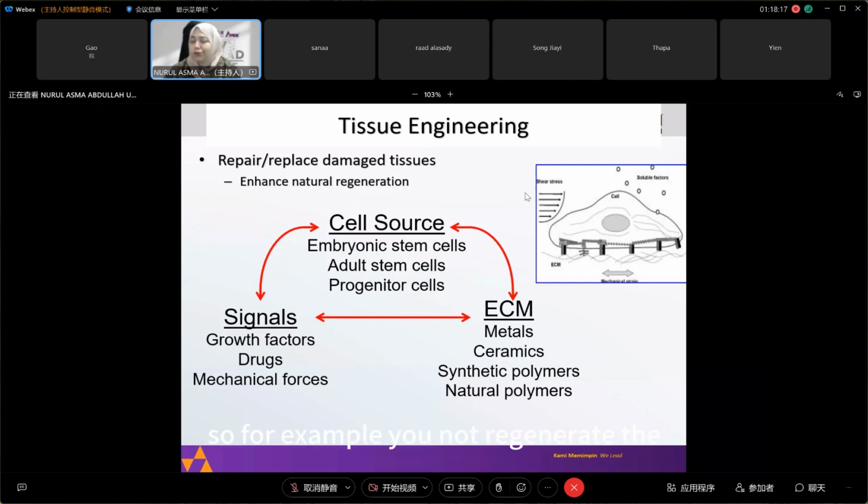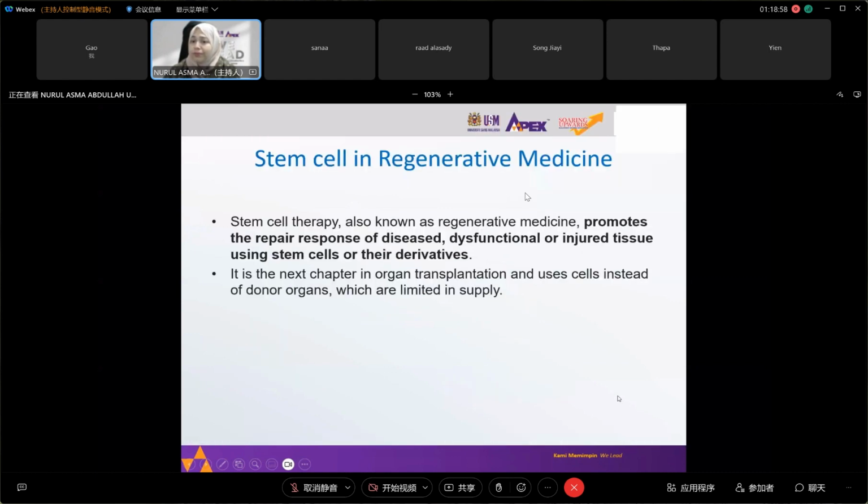So for example, you now regenerate bone. When you regenerate bone, you need to have a matrix. You have to have the scaffold, the base, like when we bake a cake, you must have the container for the cake. Similarly, when you want to regenerate certain tissue, like a very structural tissue like bone, you need to have the scaffold or the matrix. The scaffold or matrix can come in the form of metals, ceramics, synthetic polymers, and also natural polymers.